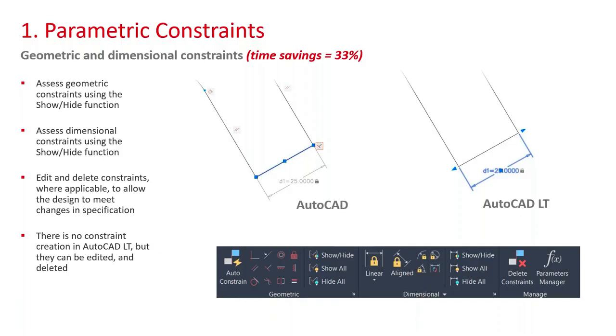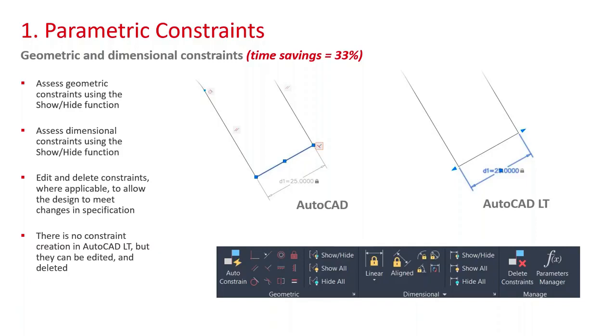Now, as I said in that last bullet point at the bottom there, there's no constraint creation in AutoCAD LT, but they can be edited and deleted in AutoCAD LT, which can sometimes put the cat among the pigeons, because you might delete a constraint in LT, it goes back into full AutoCAD in a DWG file, and that constraint isn't there anymore. So you have to put controls and procedures in place, especially if you've got a combination of full AutoCAD and AutoCAD LT as your platform for drafting in your CAD function within your organization.